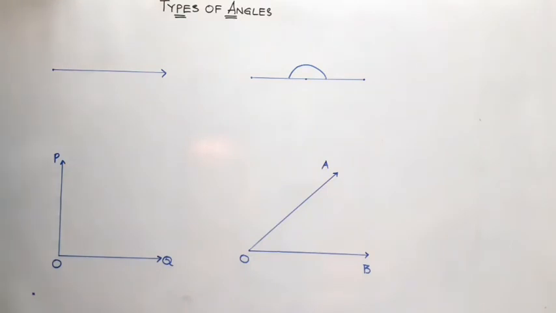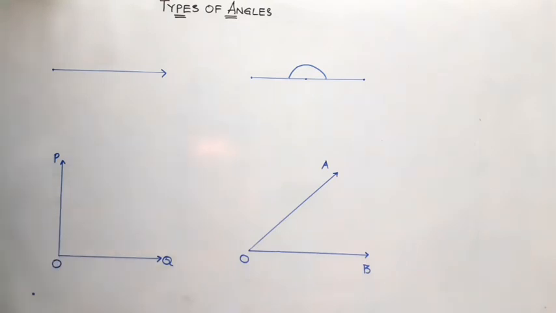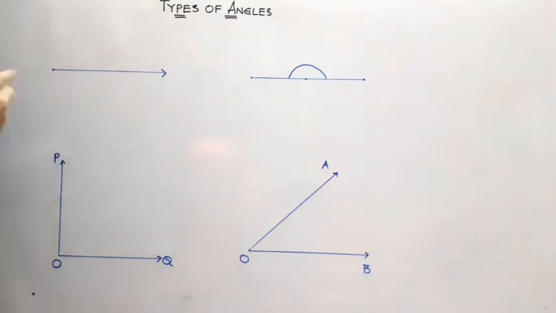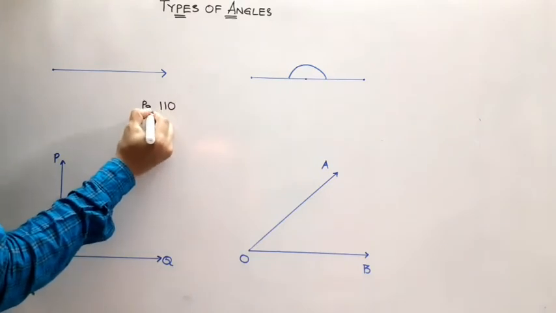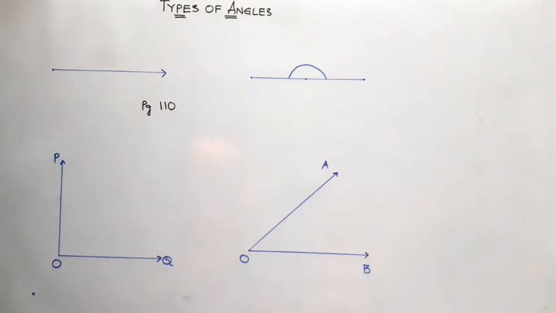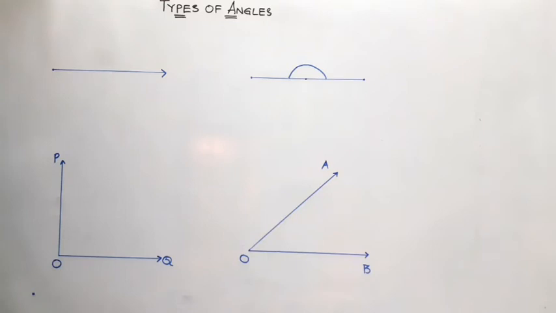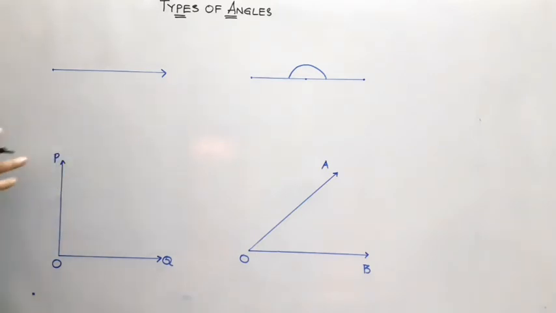Okay. So for tomorrow's class, please keep a protractor with you, children, so that I can explain the parts of a protractor. And if you want to know what exactly the protractor is, you can check page number 110 of your textbook. You can see a figure of a protractor over there. So just keep that with you. Before that, we are going to learn the types of angles. In tomorrow's class, I will show you the protractor, along with these angles for today's class.